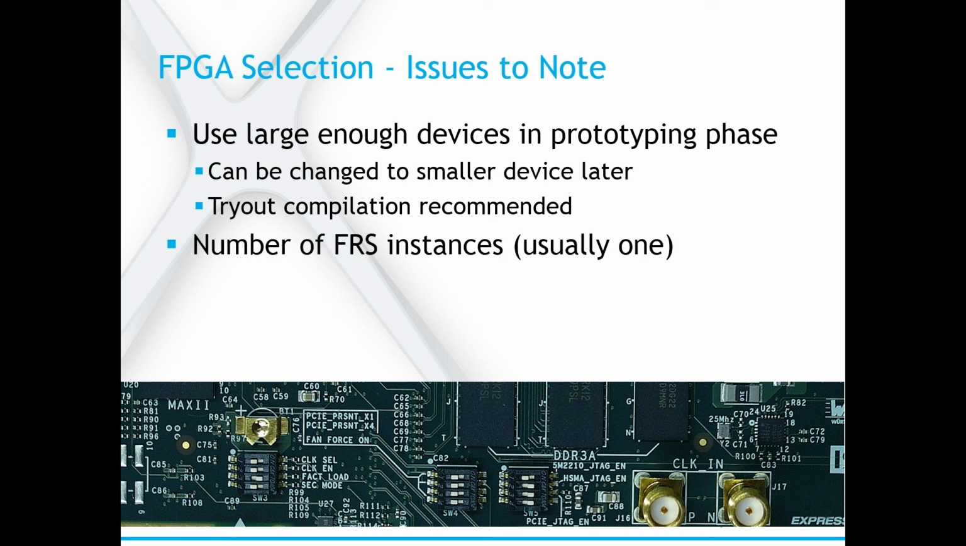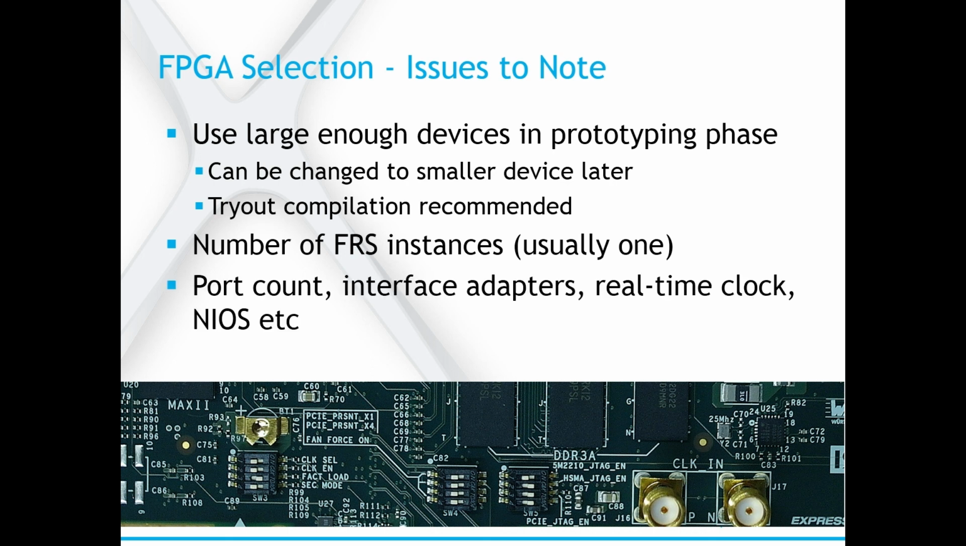Typically, one FRS instance on the FPGA is enough, but for Quadbox you'll need two, which significantly increases the amount of FPGA resources consumed. The number of Ethernet ports affects the amount of resources consumed by FRS. FPGA resources are also consumed by interface adapters, real-time clock, optional NIOS processor, and so on. In many cases, customers' own or third-party logic is also fitted into the same FPGA.